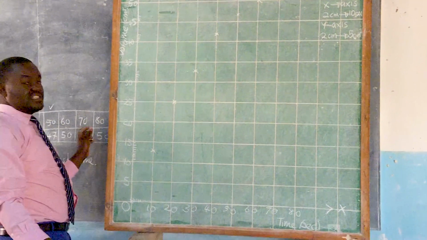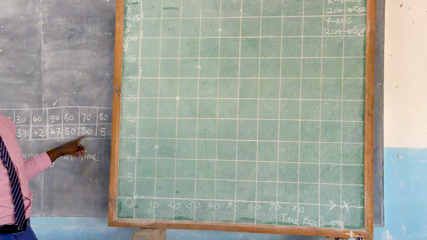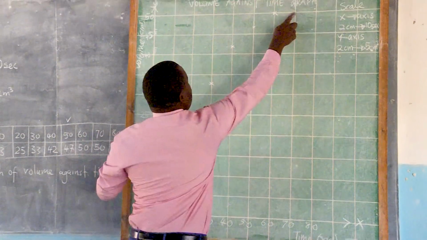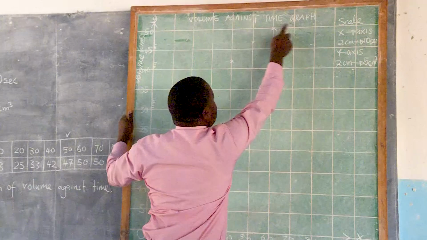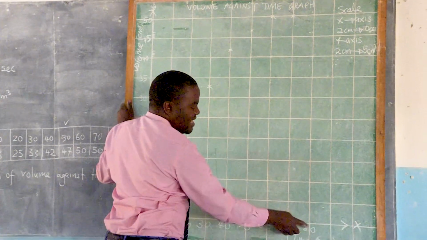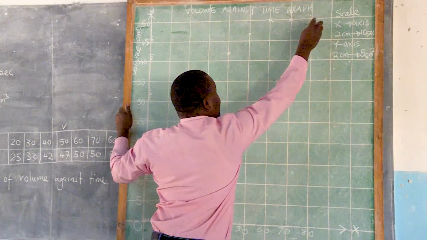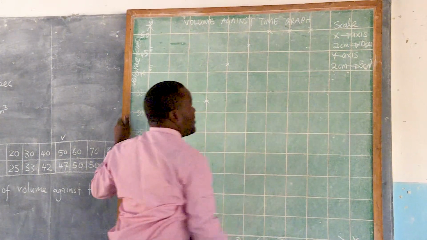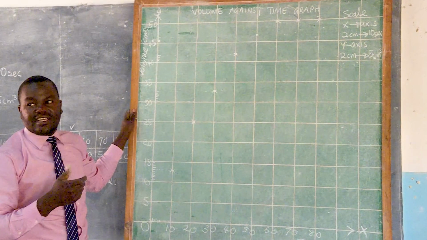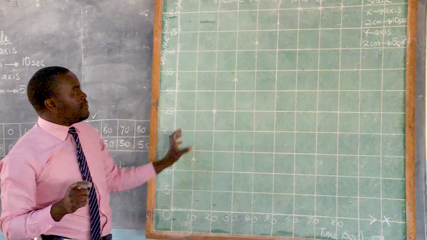Our next coordinate is when time was 70 seconds, the volume produced again was what? 50. So at 70, the 50 is there, we're coming this side, so our coordinate will be at this point. Then the last one is when time was 80, again, the volume produced was 50, meaning the reaction has come to an end. Time is moving, but the volume that is being collected is not changing, meaning the reaction has come to an end.